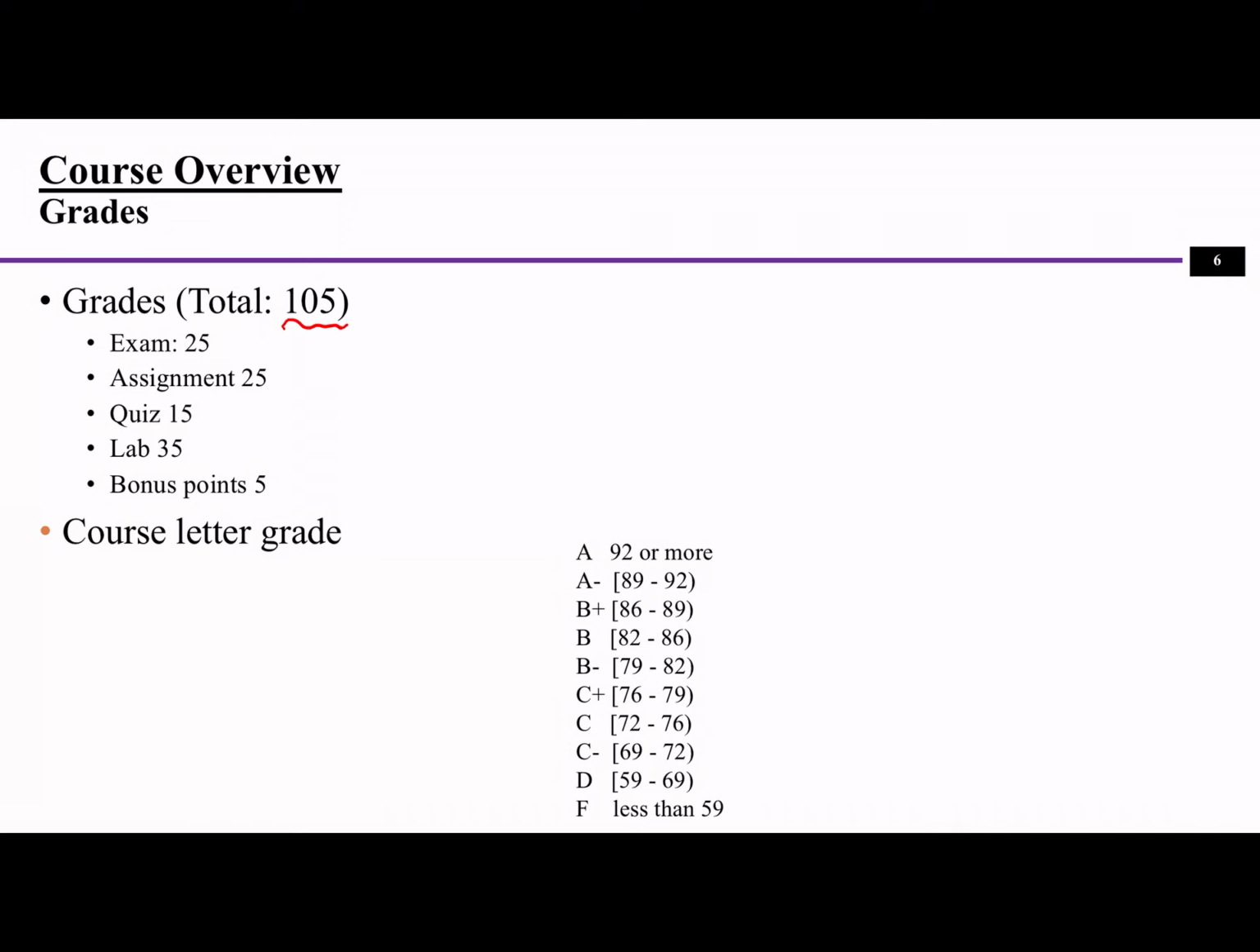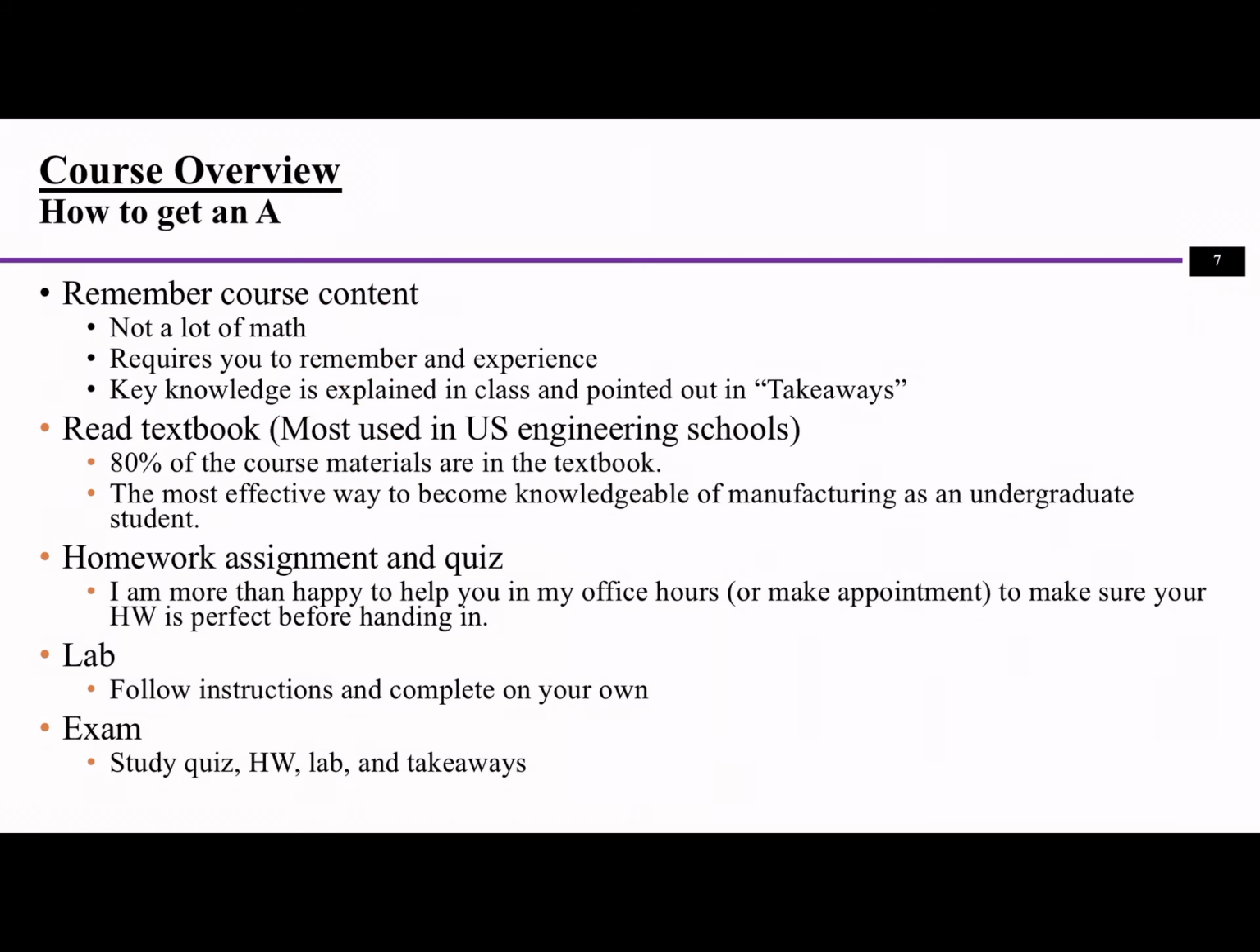So in total you have 105. If your points are marked off like 20 points, then you will get 85, right? So 85, you will get a B for the letter grade. So this is how to calculate your final grade and letter grade at the end of the semester.